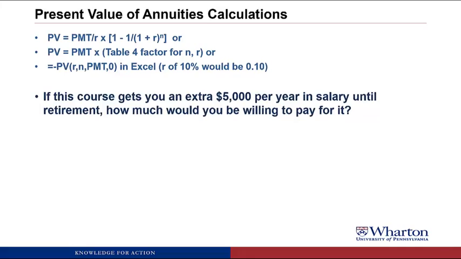So here's the first question we're going to look at. If this course gets you an extra $5,000 per year in salary until retirement, so basically everything that you learn in this course, you'll go and apply that on your job and you get paid an extra $5,000 than you would have otherwise, how much would you have been willing to pay for that?